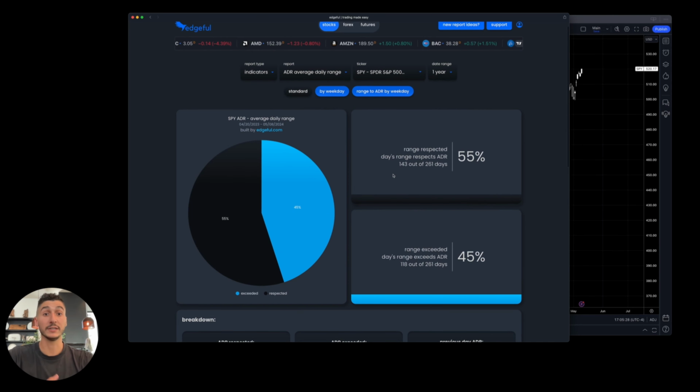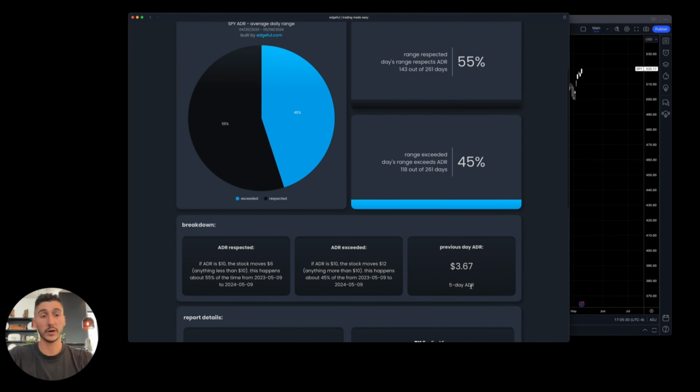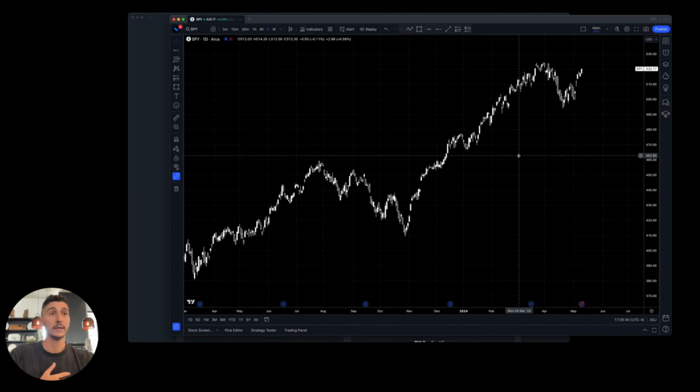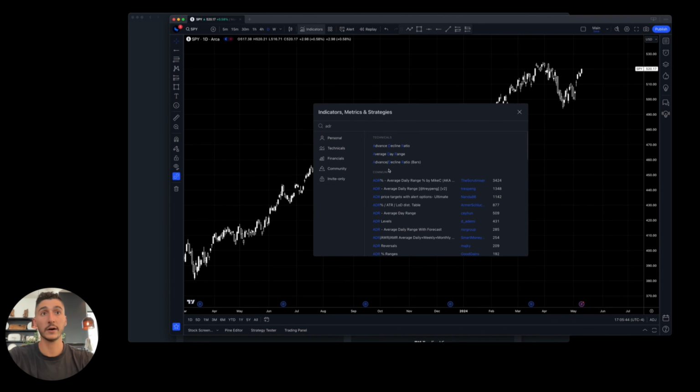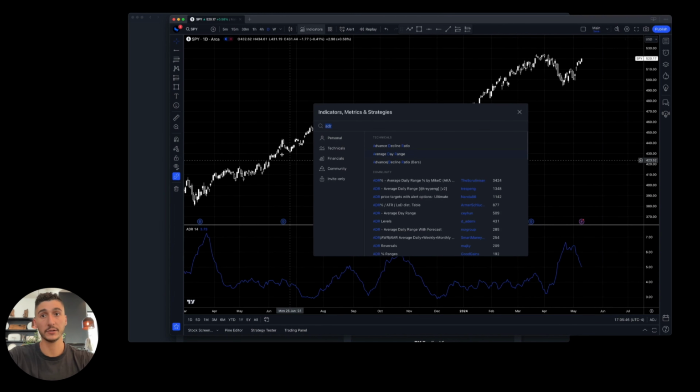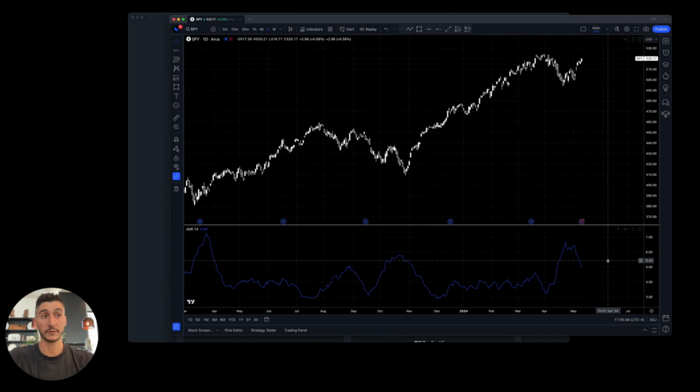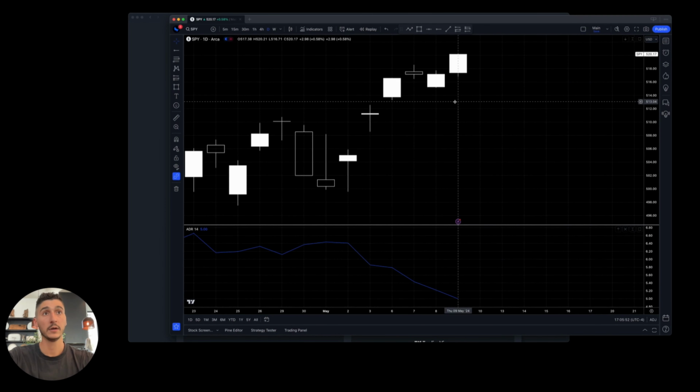This is the average daily range. Just so you know, the average daily range is literally just the high minus the low divided by 5, which in this case we use the 5-day ADR. The way that you find that is you go to the indicators, type in ADR, and you can see average day range. We're on the daily time frame, of course, and now we go to yesterday's candle.